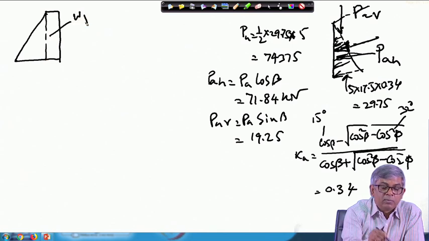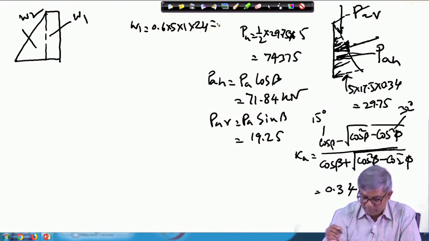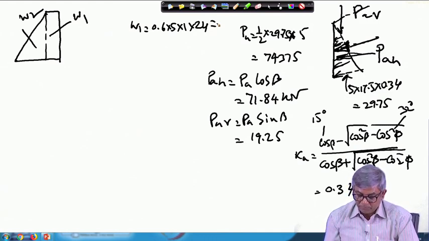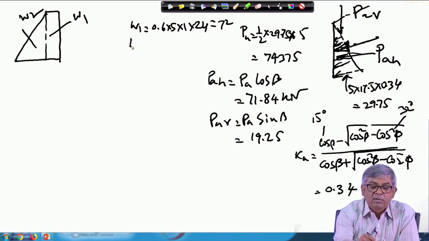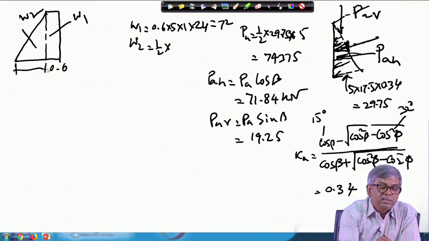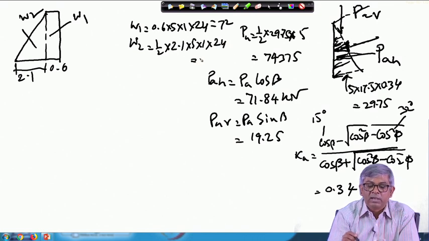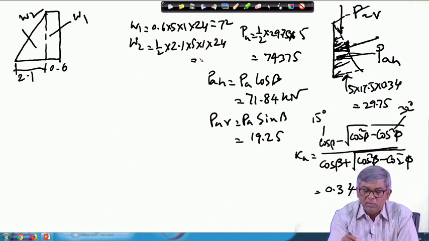So, this is suppose W1 and this is suppose W2. So, I can calculate W1 will be equal to 0.6 multiplied by 5 multiplied by 1 multiplied by 24, the concrete weight. So, this W1 becomes 72 kilonewton, and W2 will be equal to half multiplied by 2.1 multiplied by 5 multiplied by 1 multiplied by 24, that gives you W2 as 126 kilonewton.